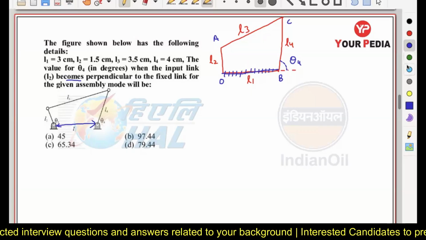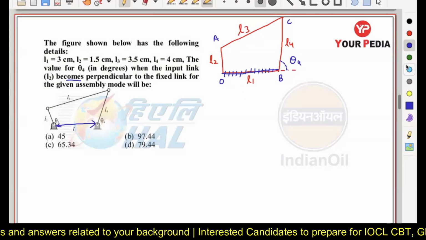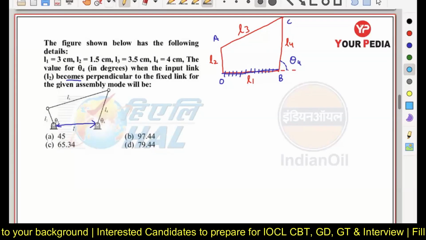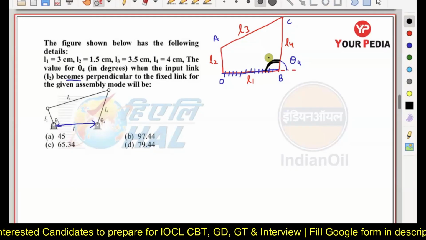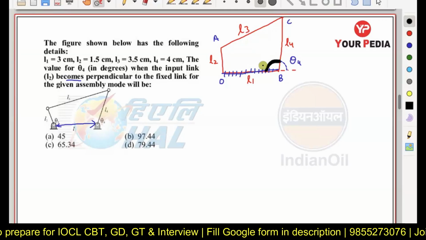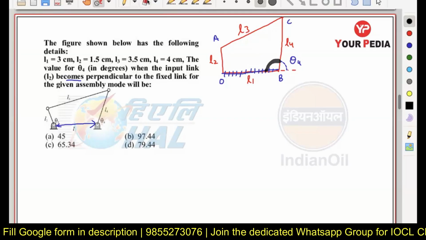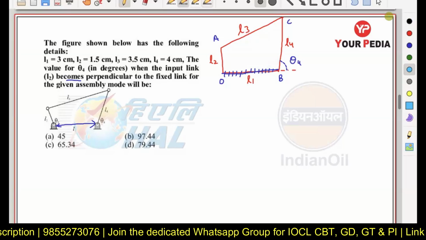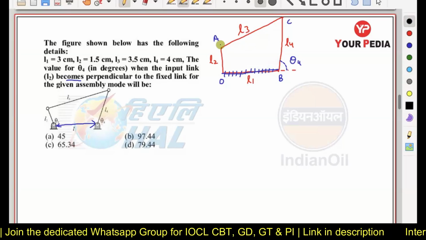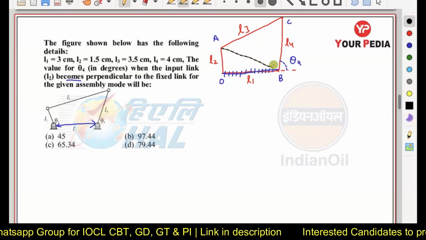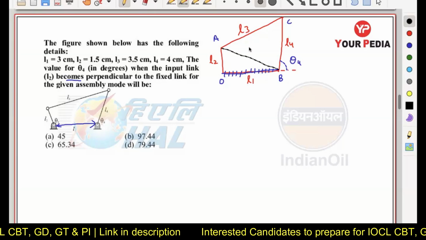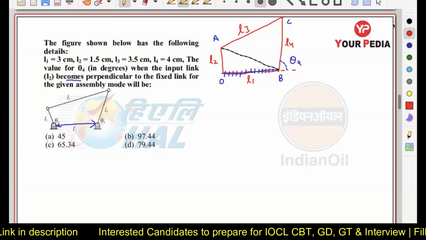What can I do? First, this angle is going to be 180 minus theta 4. Now what I am doing is simply dividing this parallelogram into two different triangles here. So here what can I say?